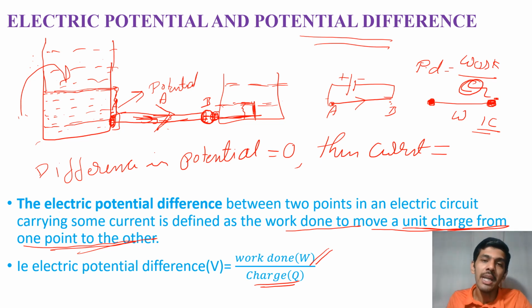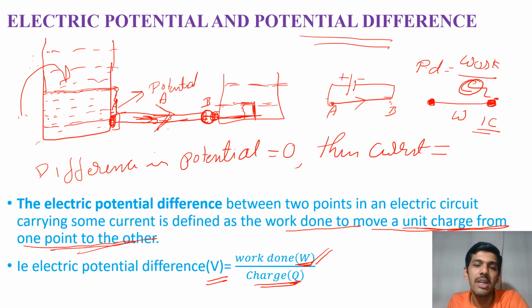What is the definition? It is the work done to move a unit charge from one point to the other point. The formula for the electric potential difference: remember, the potential difference is represented by the capital letter V, work done is represented by the capital letter W, and the charge is represented by the capital letter Q. So electrical potential difference V is equal to work done divided by charge, or W by Q.